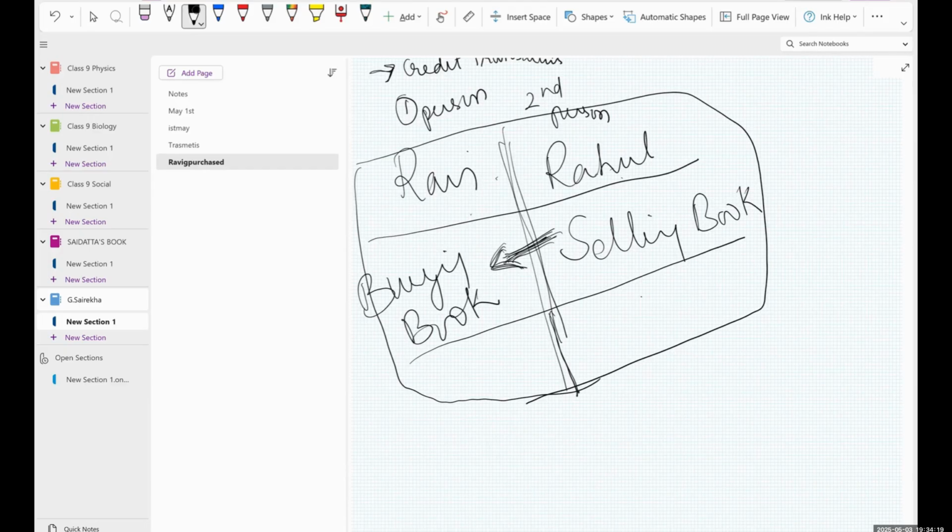So the person who has to pay the amount is called a debtor. And who has given credit? Rahul has given credit. So this person is called a creditor.